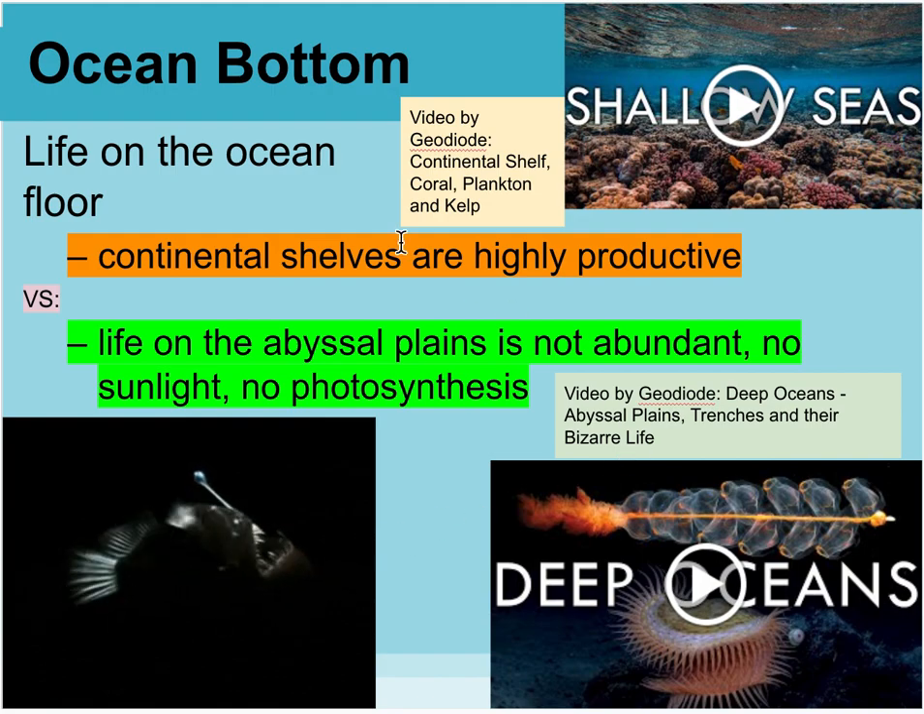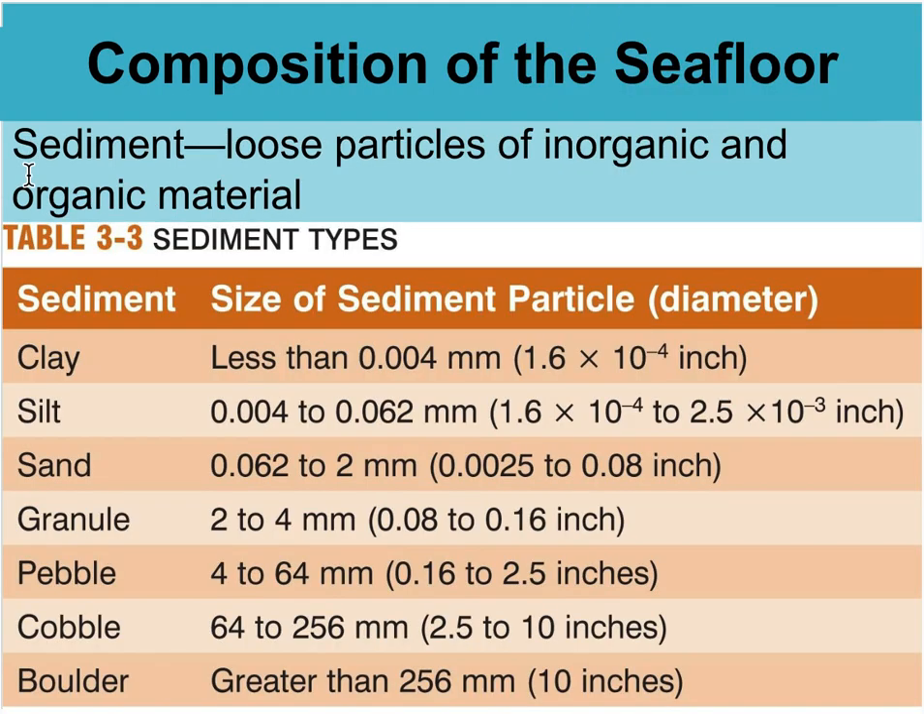There's not a lot of runoff at that point. So here are two different videos, one by Geodiode on the continental shelf, coral, plankton, and kelp, that shows you what that looks like, and one by Geodiode on the deep oceans, abyssal plains, trenches, and their bizarre life. So you can see a contrast between those two.